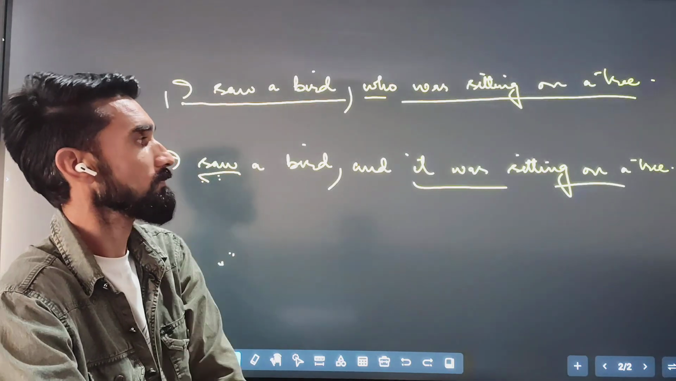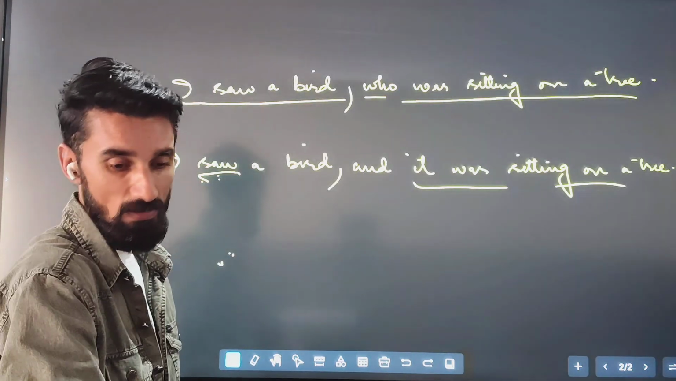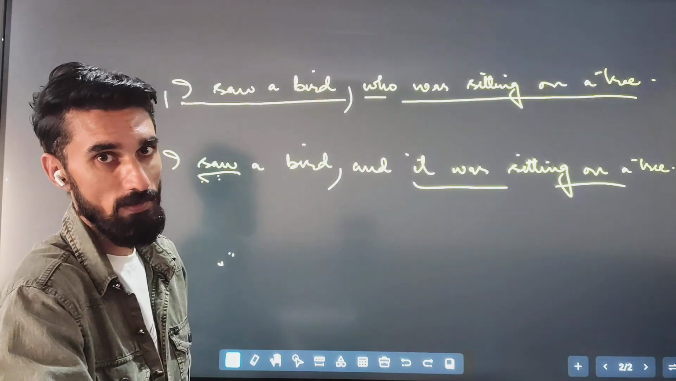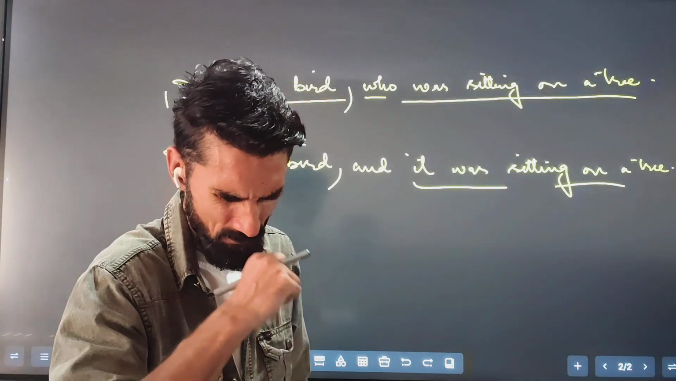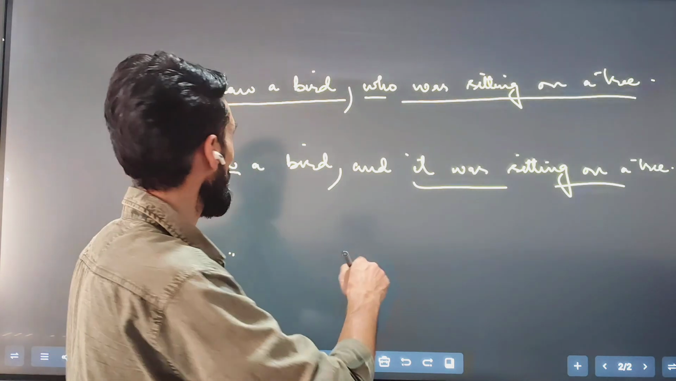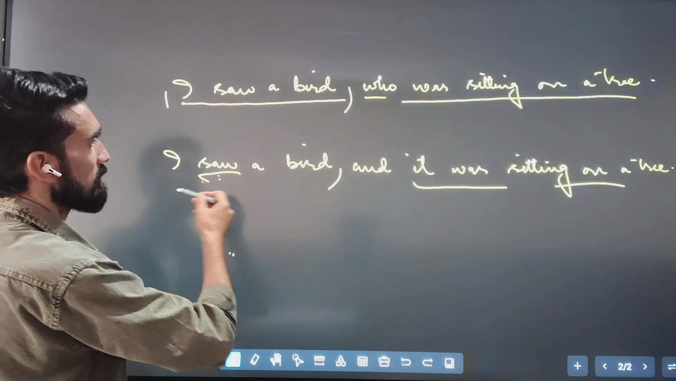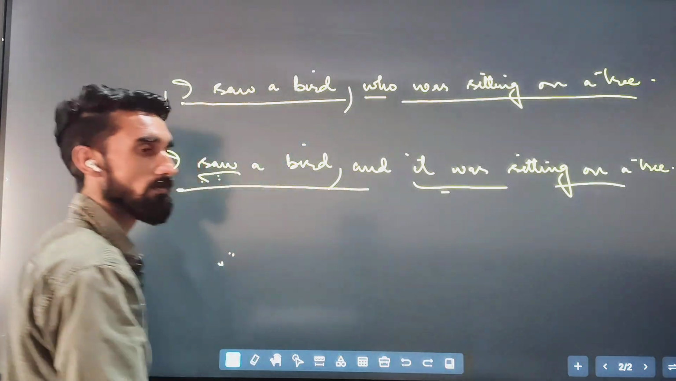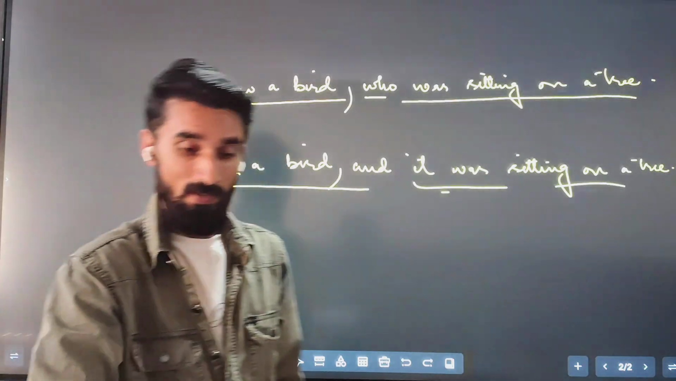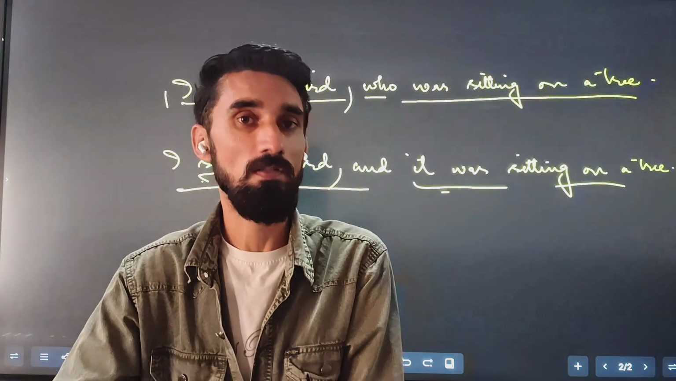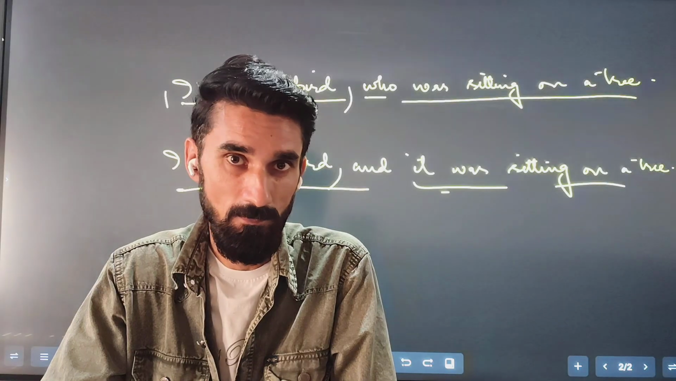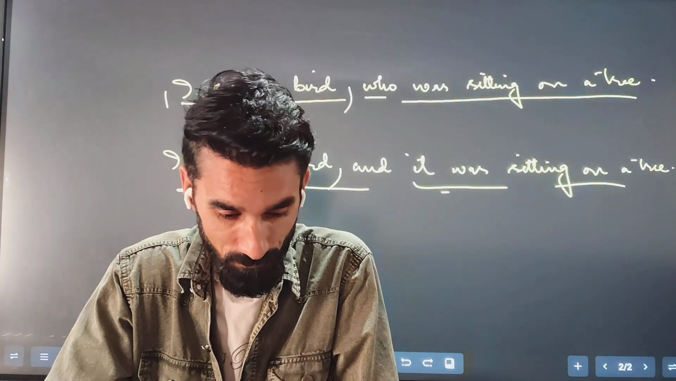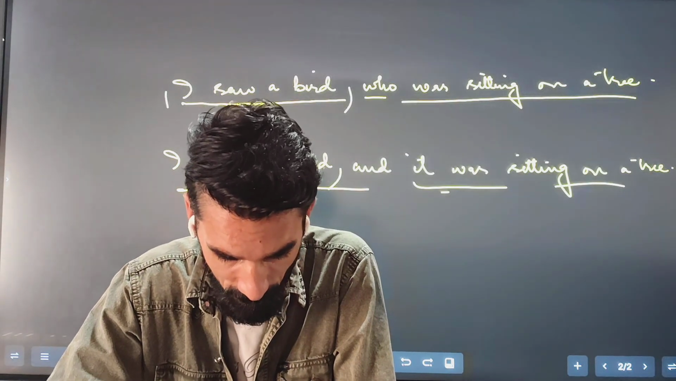There again, was is a verb. There is a finite one. Was sitting, is sitting. So this sentence is a compound one because in this sentence you will find two clauses and both of these clauses are independent.